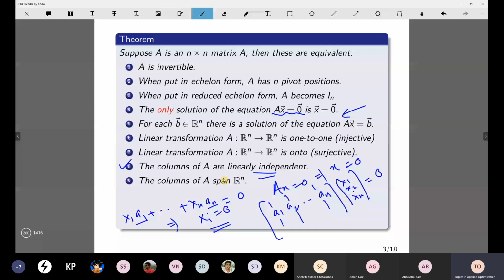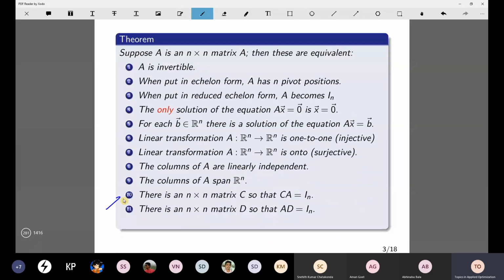Columns of A span Rn. That is also true because the maximum number of vectors that can generate Rn is n, because anything more than n, remember the result, will make it dependent. So if we have the n vectors of A and they are linearly independent, then that is the maximal linearly independent set you found. So it must span the whole of Rn.